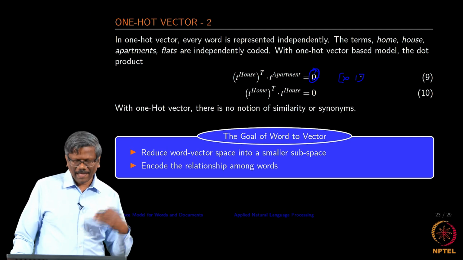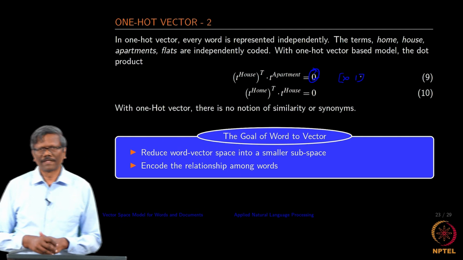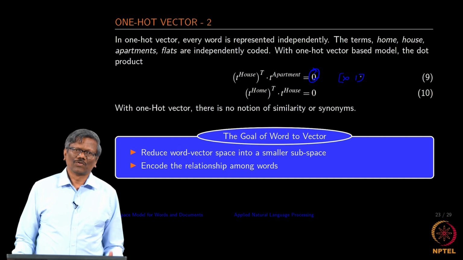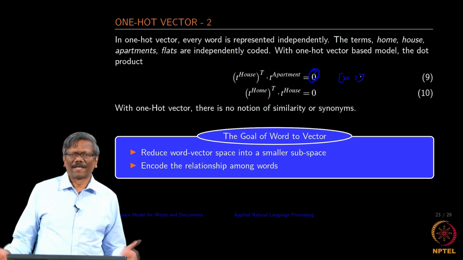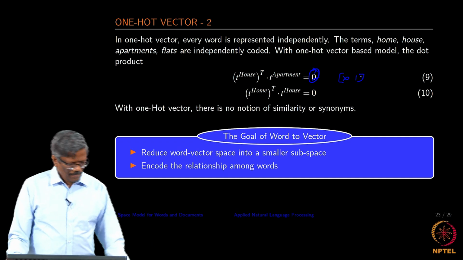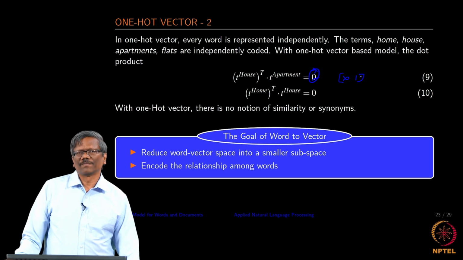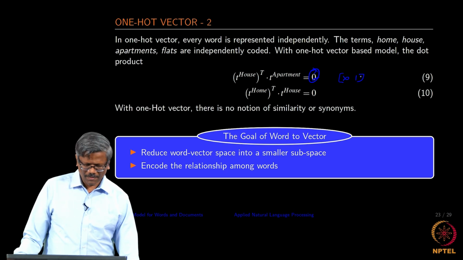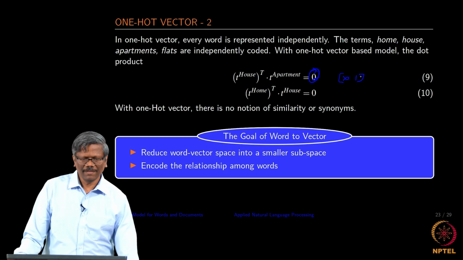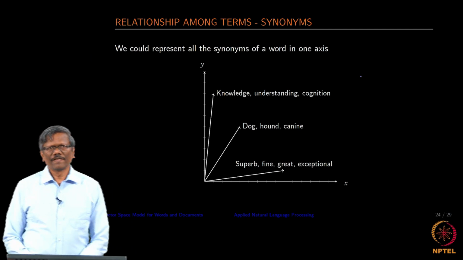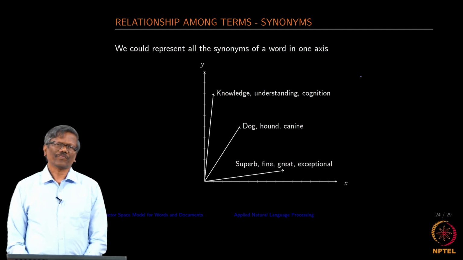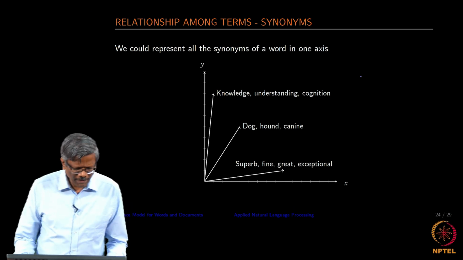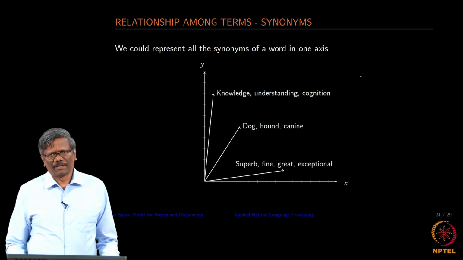So, the main aim of word to vector is to reduce that vector space from so many million axes to manageable ones, and then also encode the relationship among words when we do so. So, that is a dual purpose to the goal of word to vector. So, how can we represent them differently, right?